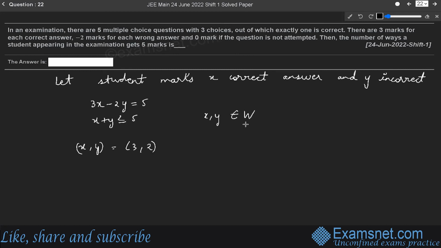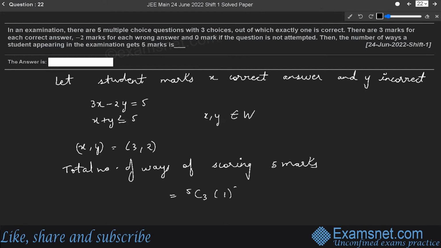Here, the student can mark correct answers by only one choice, but for an incorrect answer, there are 2 choices. Therefore, the total number of ways of scoring 5 marks will be equal to 5C3 times 1 power 3 into 2 power 2. So it will be equal to 40. Hence, we can say that the required answer for this question is 40.